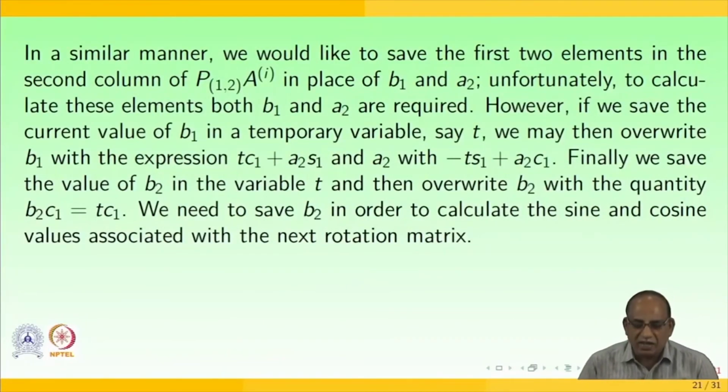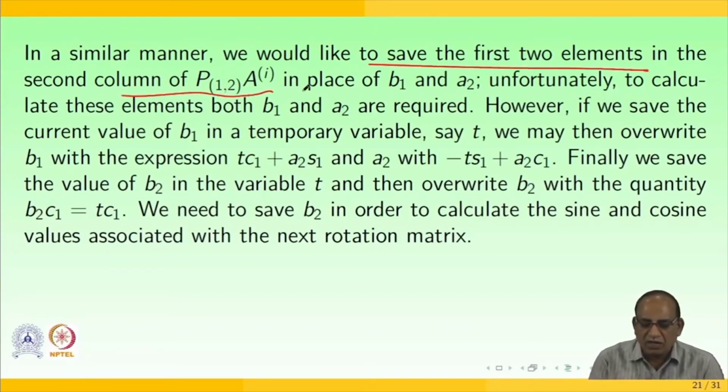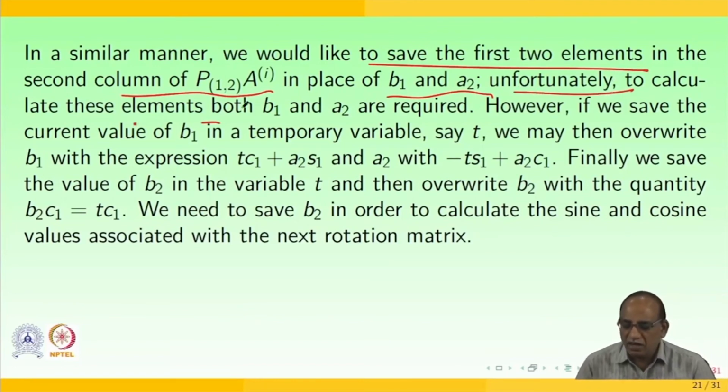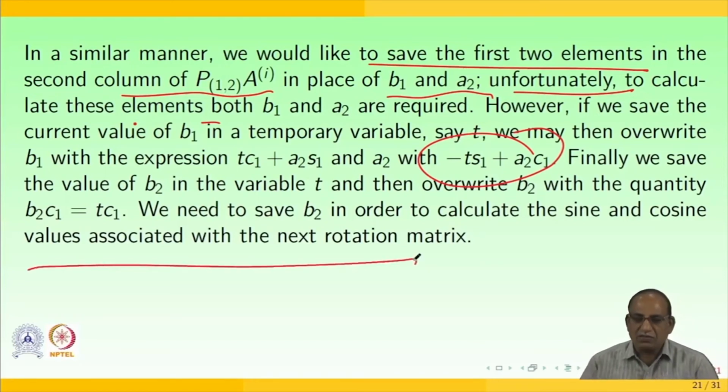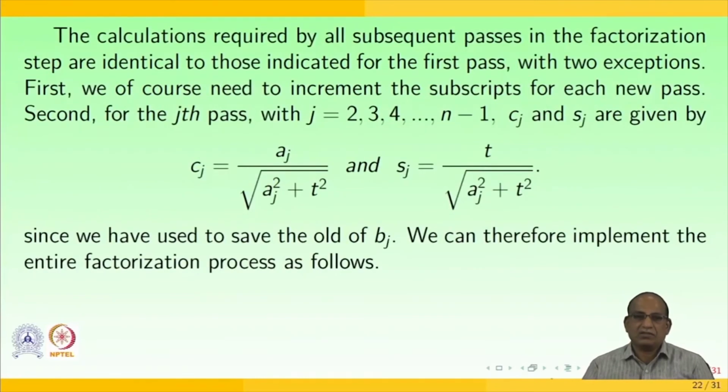In a similar manner, we would like to save the first two elements in the second column of P1 Ai in place of B1 and A2. Unfortunately, to calculate these elements, both B1 and B2 are required. However, if we save the current value of B1 in a temporary variable t, we are able to manage these values. Finally, we save the value of B1 in the variable t and then overwrite B2 with the new quantity. Therefore, ultimately we associate the next matrix as we spoke in the previous case.